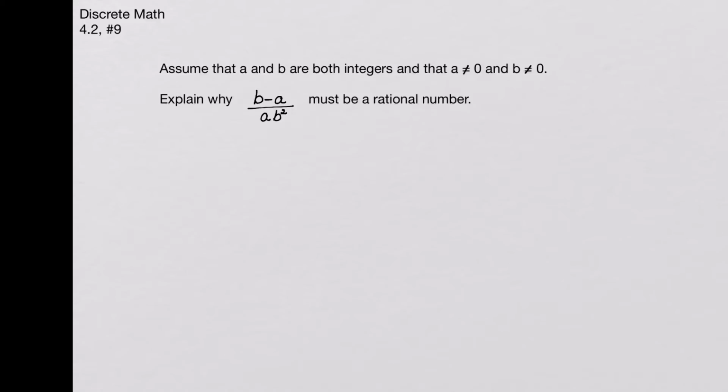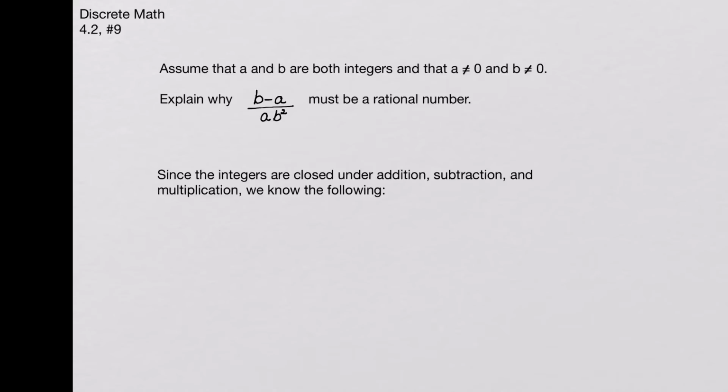In this problem, we need to explain why (b minus a) all over (a times b squared) must be a rational number if a and b are both integers and neither of them is equal to 0. So what I'm going to do is start with the properties of integers, particularly the closure property.